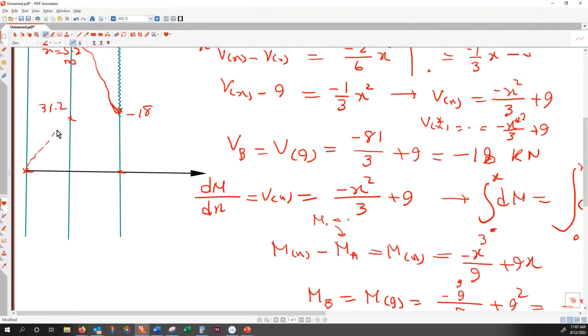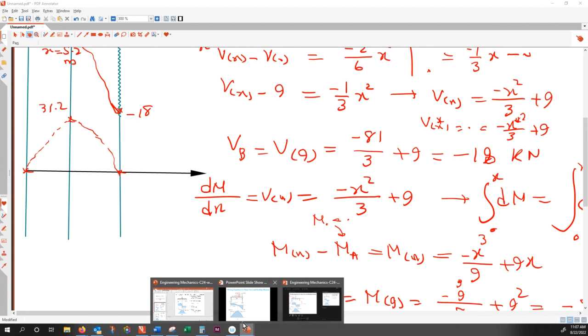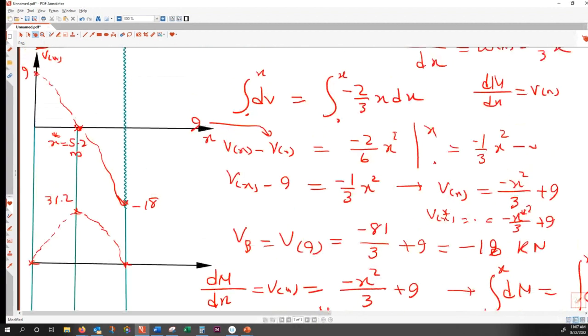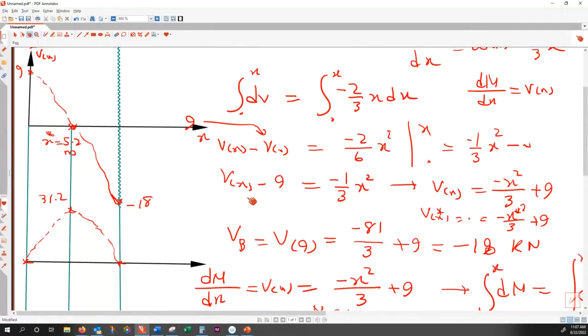And therefore, I can now comfortably say my bending moment would look like this one. So that is a cubic function. It has a maximum right at x star, 0 at the beginning, 0 at the end. All right, so conclusions. That is the most important part of the problem.